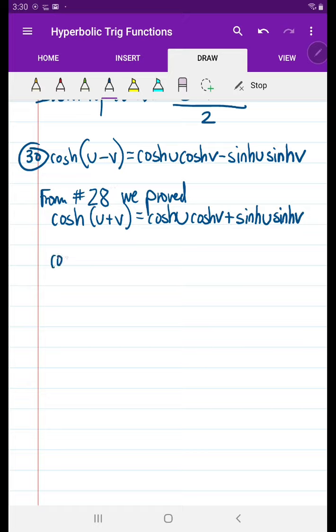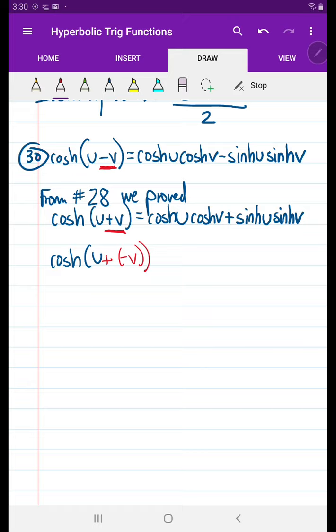Okay, what we have in the beginning problem, what's different from what we just proved? What we just proved has a plus v, but what we were given in the original problem, number 30, our task, we've got this minus v. Okay, so that's the difference. So we could think about this as cosh u plus a minus v. Okay, so that's how we can relate the two.